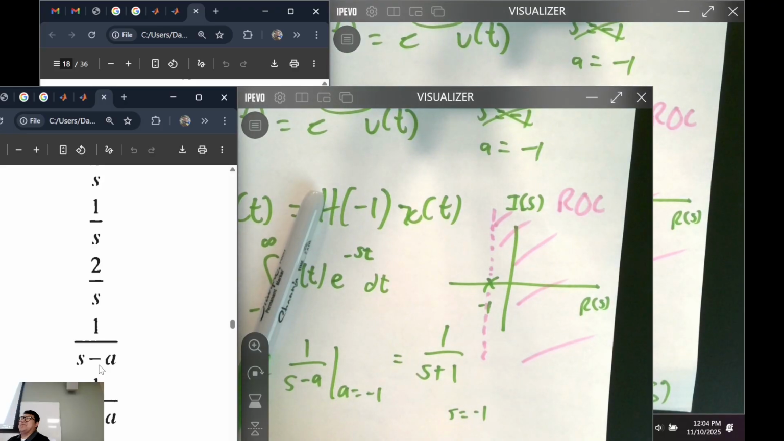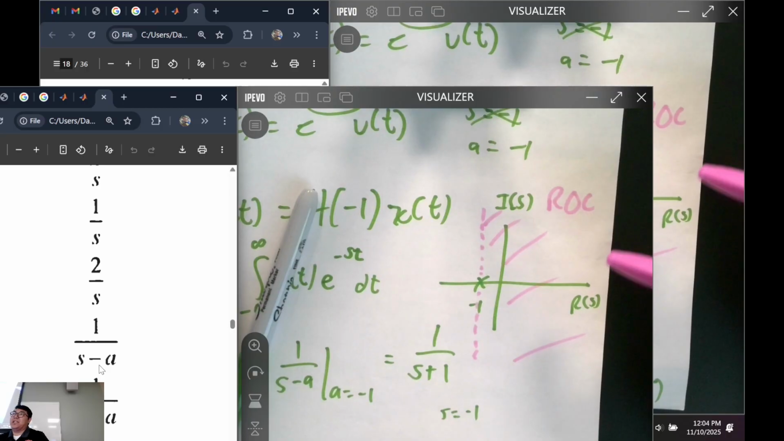What does ROC stand for? Region of convergence. No, it stands for Republic of China. I'm playing. That's a joke that he would always say, but anyways, ROC, memorize it, okay?